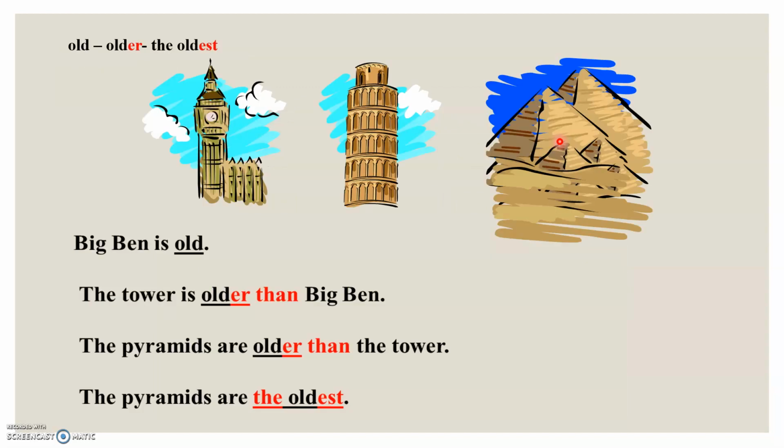For example, let's take a look at this picture. If I want to compare and make the superlative adjective between these 3 pictures: the tower is older than Big Ben, right? While the pyramids are older than the tower, so the pyramids are the oldest in this group.